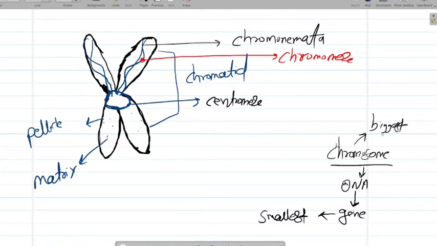This is the simplest thing, don't get confused in it. You should know genes will be creating DNA, and DNA will be creating chromosome. Now it is the basic structure.